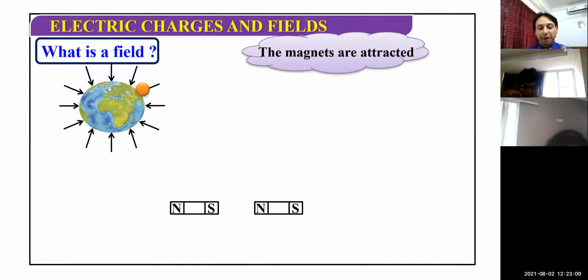Basically, children, this magnetic field concept we are going to discuss in our chapter number 9, that is our chapter number 9, magnetic field. But here, just talking about the field, around the magnet there is a certain field that is called a magnetic field.